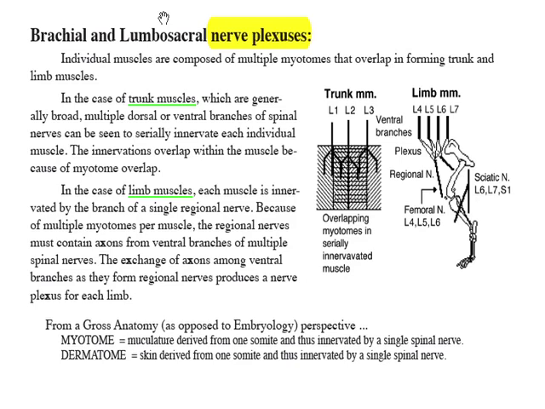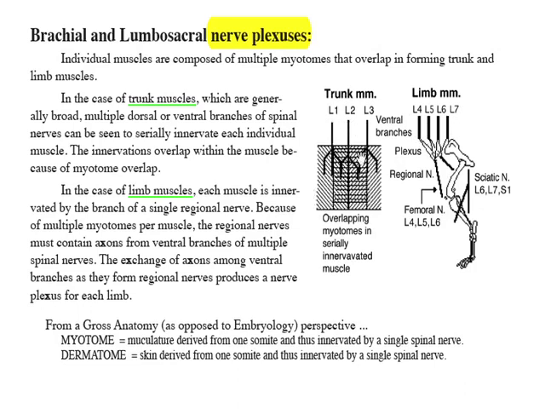But limb muscles are supplied by named regional nerves, such as the femoral nerve, the obturator nerve, the sciatic nerve. Thus, the limb plexus enables each regional nerve to receive axons from multiple ventral branches. In contrast, the muscles of the trunk are broad.